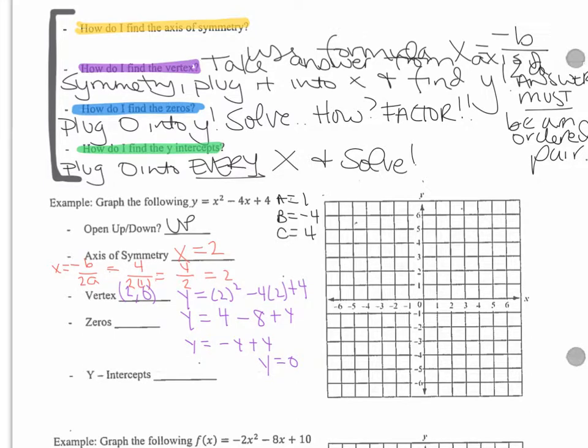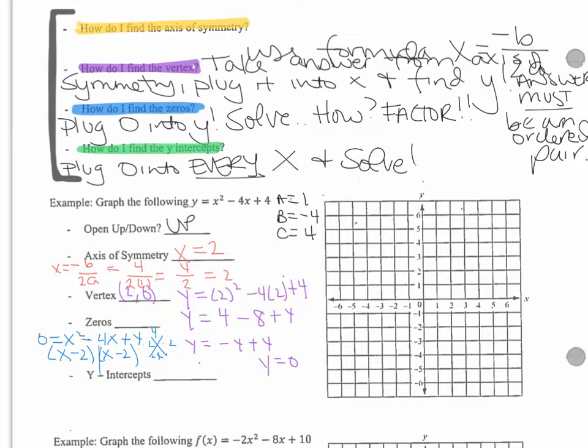Zeros. How do I find zeros? Plug 0 into y, solve for x. How? Factor. So 0 equals x squared minus 4x plus 4. Factors of 4 that add to negative 4. What are your factors? Negative 2 and negative 2. So x minus 2, x minus 2.